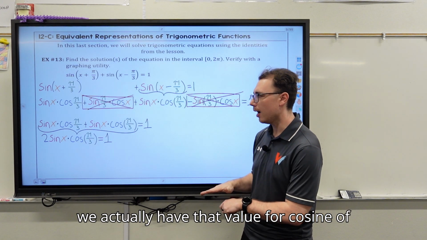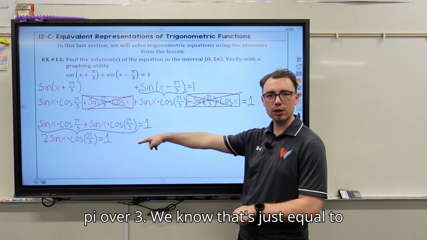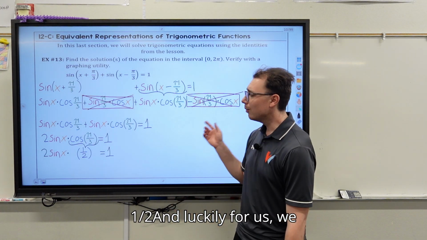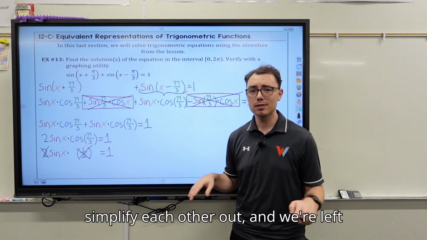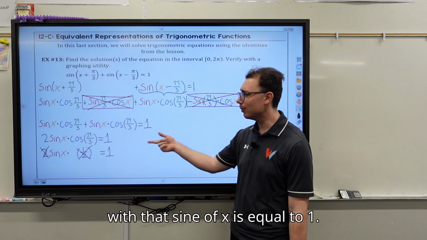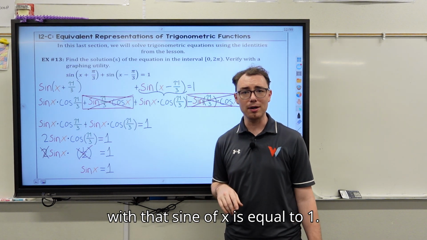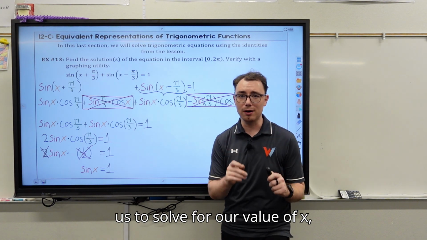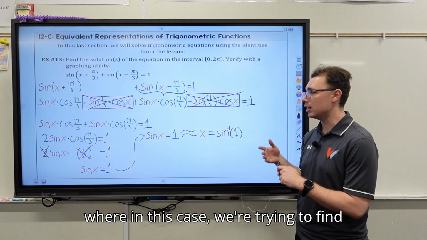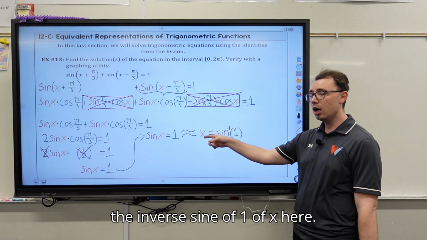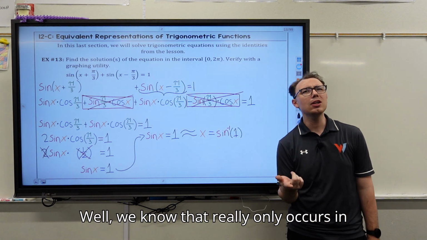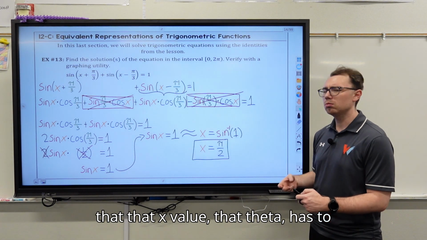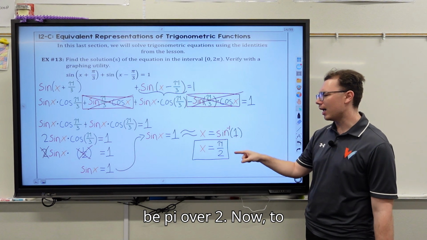Notice that we know the value of cosine of pi over 3. That's just equal to 1/2, and luckily for us, the 2 and the 1/2 simplify each other out, and we're left with sine of x is equal to 1. Now this is what's going to allow us to solve for x. In this case, we're finding the inverse sine of 1. We know that only occurs in one location on our graph, where x has to be pi over 2.